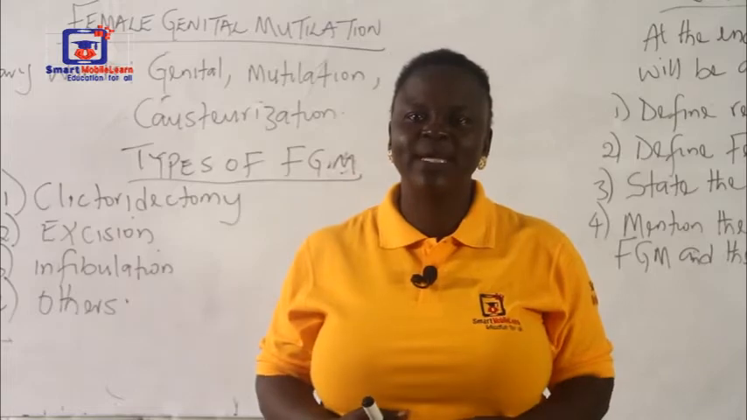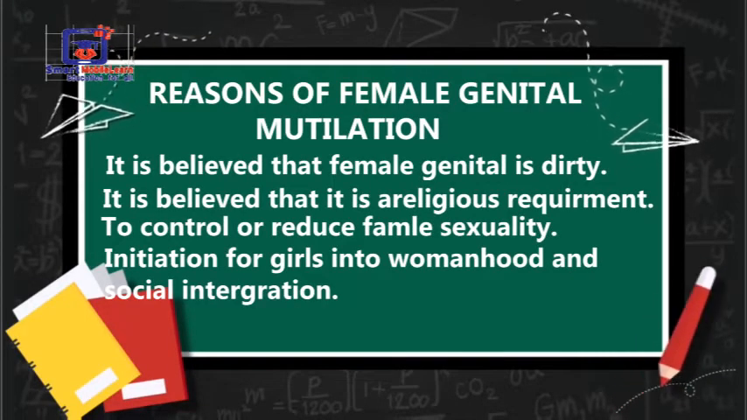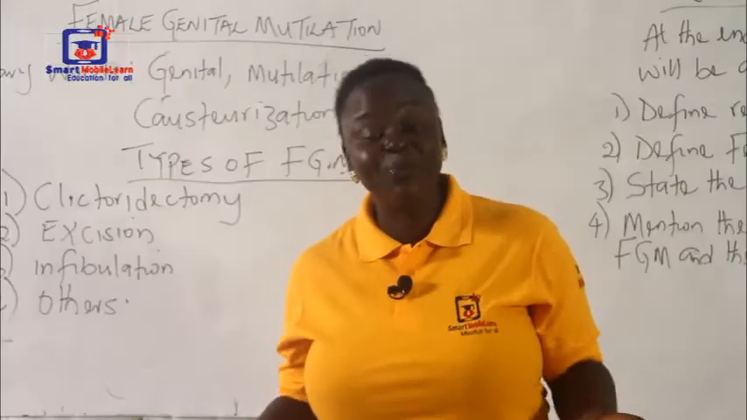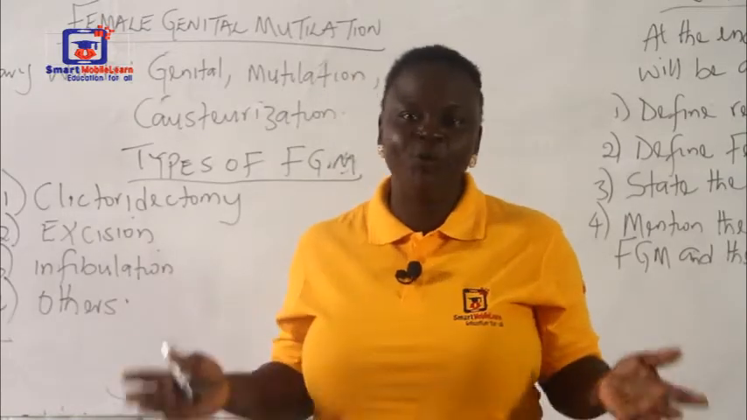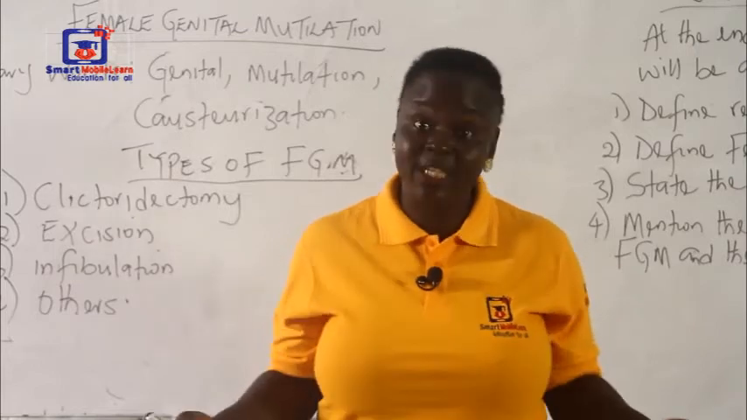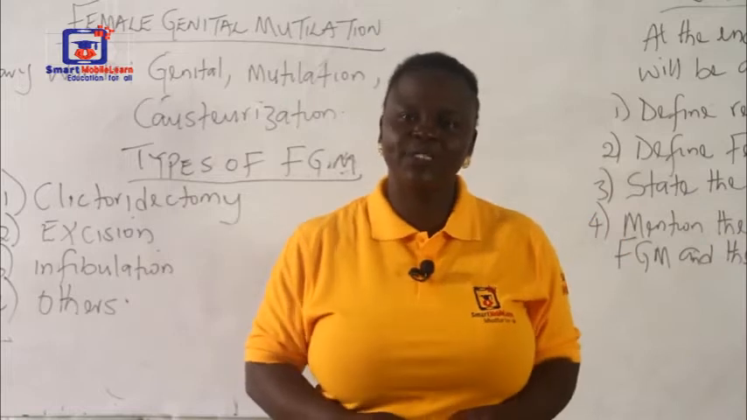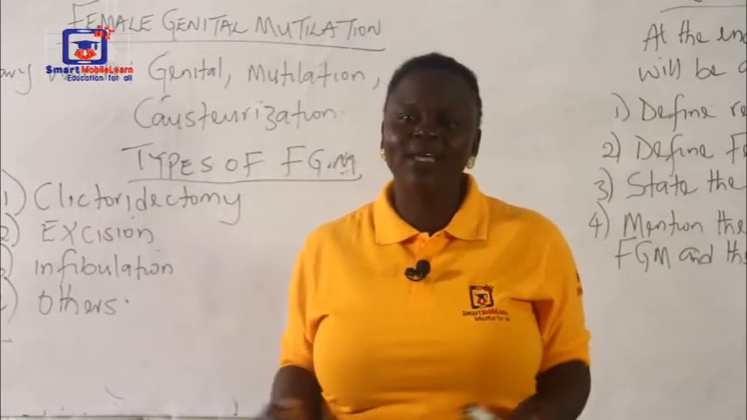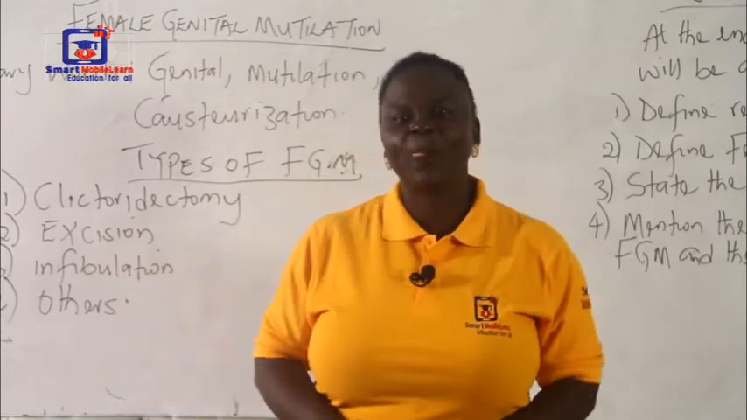What else do they do again? They believe that it is a way of initiating a girl into womanhood. And so it is believed that any girl that has the clitoris intact is not a woman yet. So for you to be initiated into womanhood, FGM is carried out on the girl. So many other reasons. What are the effects of FGM?